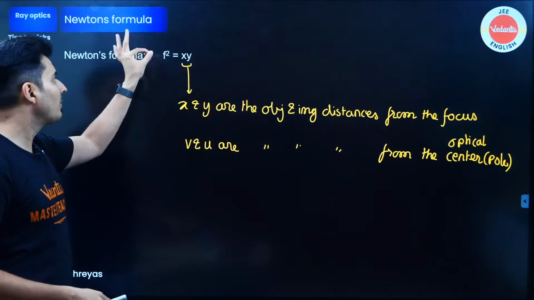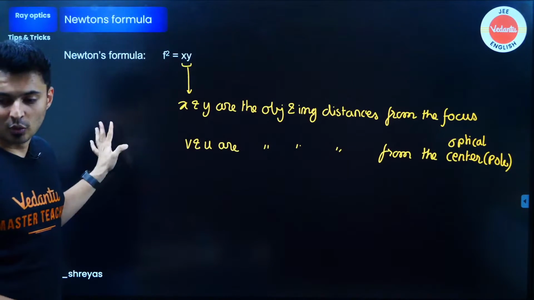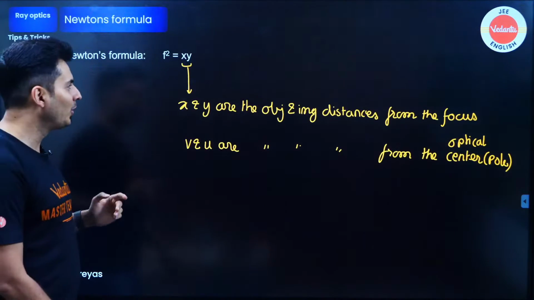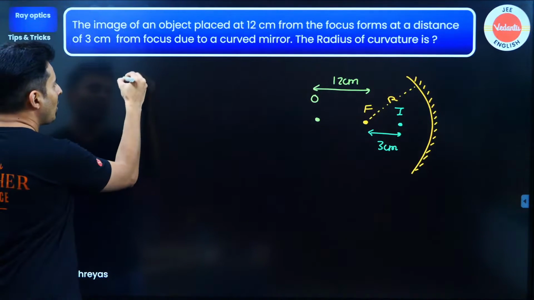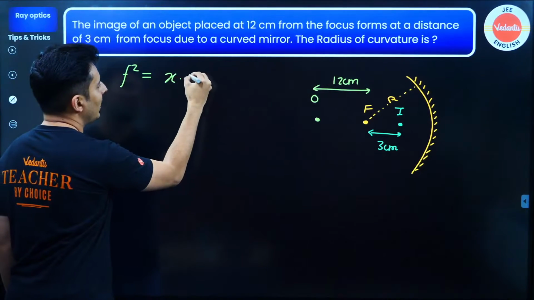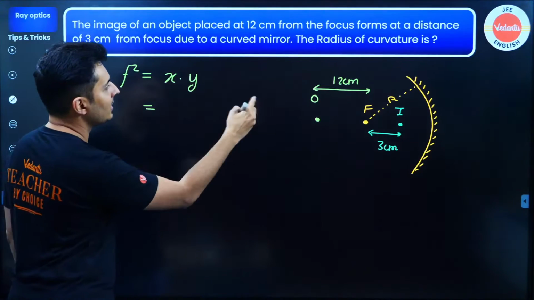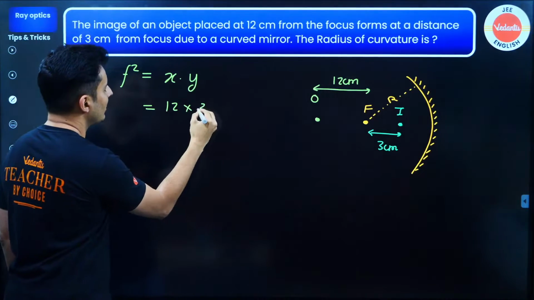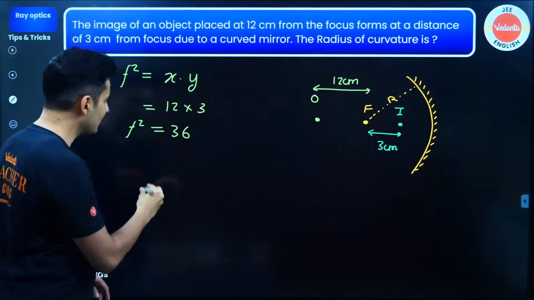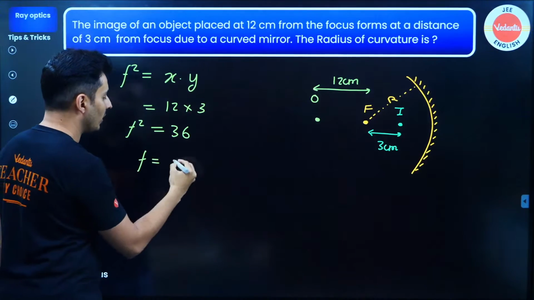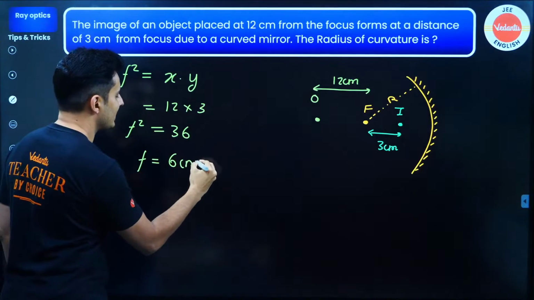Then X into Y becomes F square. F is the focal length. So some of you know it. So this is the application. Now you will see how it works. Observe. F square is equal to X into Y. X is 12, Y is 3, 12 3s are 36. So F square is basically 36. So F is nothing but root of 36, which is basically 6 centimeter.